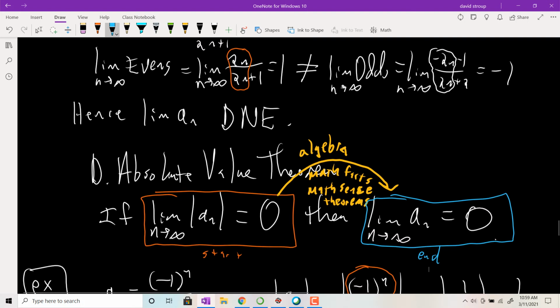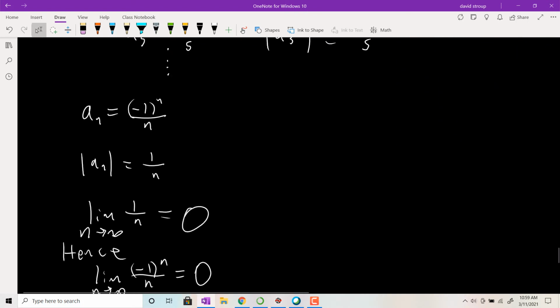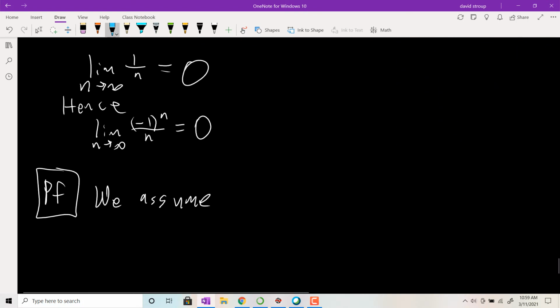Okay, so we make that red box a supposition. We suppose it's true. We assume that it's the given part. If you've ever taken geometry, they always talk about the given information. That's your supposition. That's what we start with. So we suppose the limit of the absolute value of a sub n as n goes to infinity equals 0.